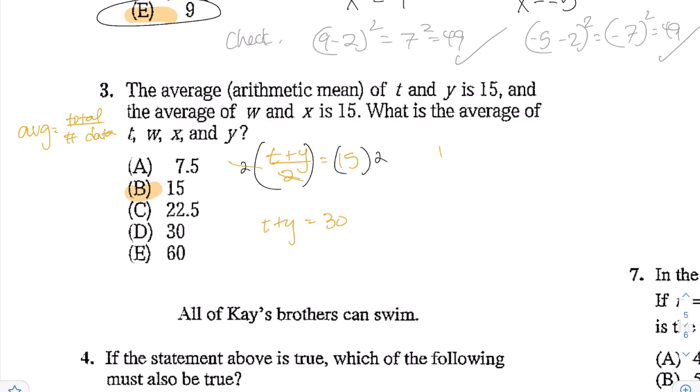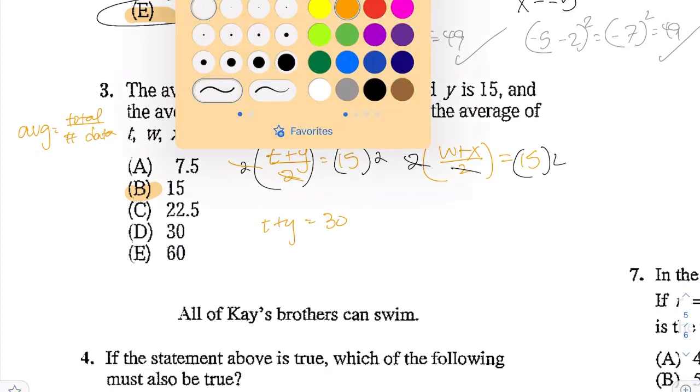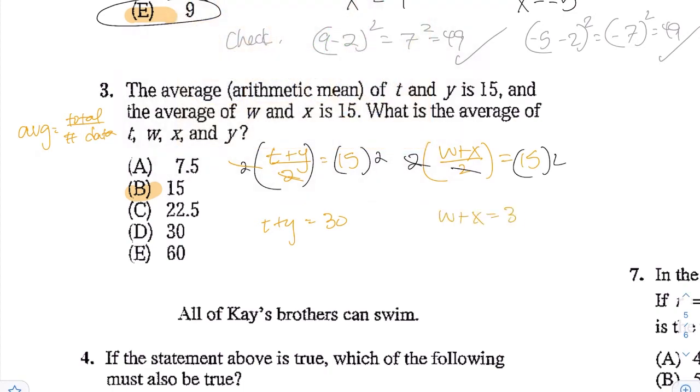Now for the second equation, you have (w plus x) divided by 2, that has to be equal to 15 as well. And if you multiply by 2 to both sides, you'll get that w plus x is also equal to 30. So then if you want to do the average of all 4, t plus w plus x plus y is going to be equal to 30 plus 30, or 60, and now you have 4 numbers. So you got to divide by 4, and the average is still equal to 15, choice B. And that's because the average of 2 of them is equal to 15, the average of another 2 is 15, well then the average of all 4 is going to be the same.